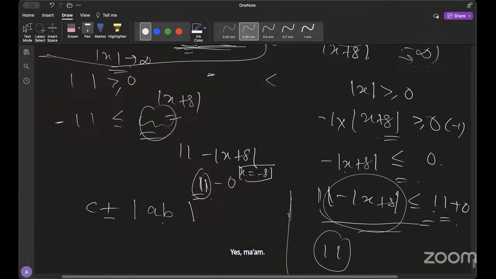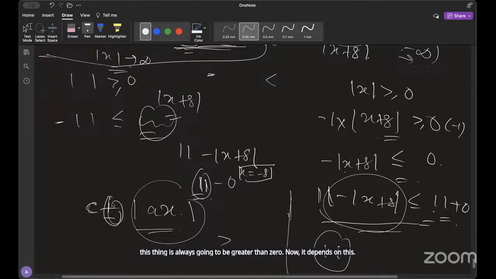Ma'am, please define this, ma'am. What do I define in this? There's no fixed variable here. What's the variable here? Ma'am, suppose A is constant, B is variable. Ma'am, take B as x. Yes. This thing is always going to be greater than 0. Now it depends on this part. That's what I was trying to tell.